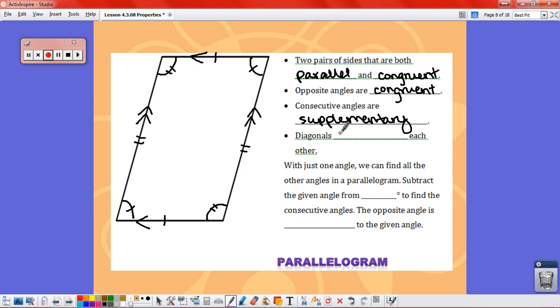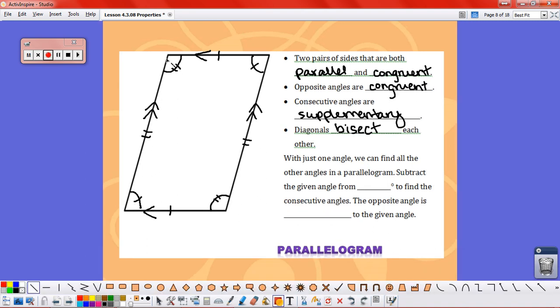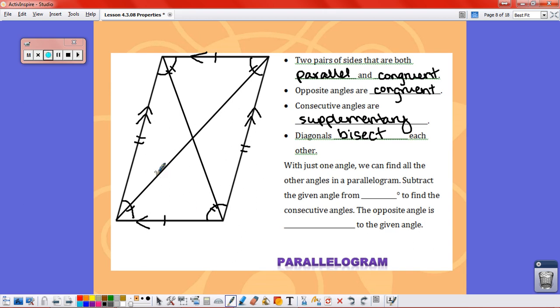Diagonals bisect each other. Remember, bisect means to cut into two equal pieces. So a diagonal on a parallelogram cuts the other diagonal in half. So it's the same length on this side as it is on this side. You draw that like this. 1, 2, 3, congruent to 1, 2, 3. 1, 2, 3, 4, congruent to 1, 2, 3, 4.